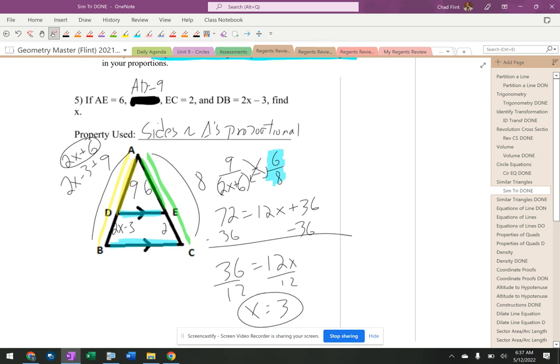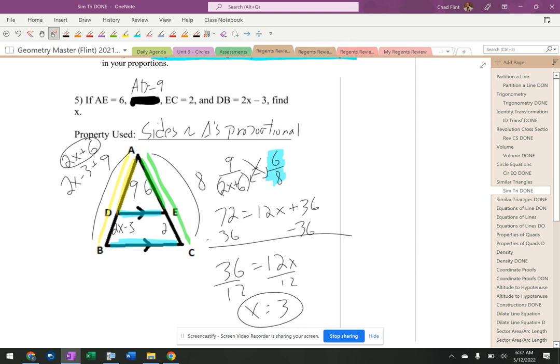It's got some algebra in it that we don't typically do all the time. But I've got this triangle here, and it tells me that AE is 6, AD is 9, EC is 2, and then it tells me DB is 2x minus 3. It just says, hey, find x. This is the same kind of idea. I don't know why I picked it with algebra, but I did.